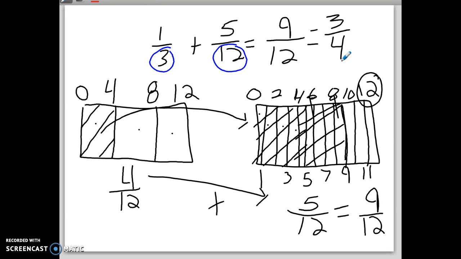Or to let students really understand, we can break this into fourths. So 12 divided by 4 is 3. So every 3 we would cut down here. So as you can see, we have 4 spaces and we have gone 1, 2, 3, equivalent to 3/4. This is the candy bar strategy.